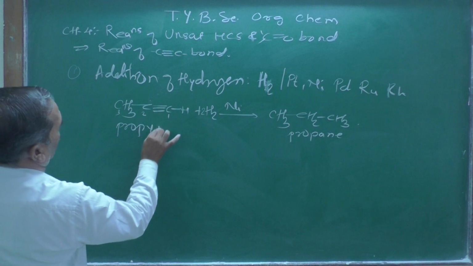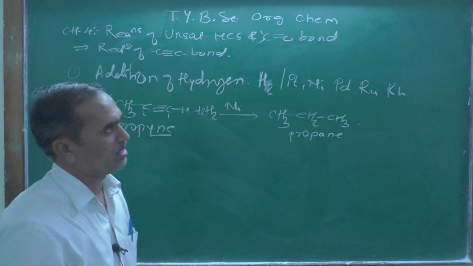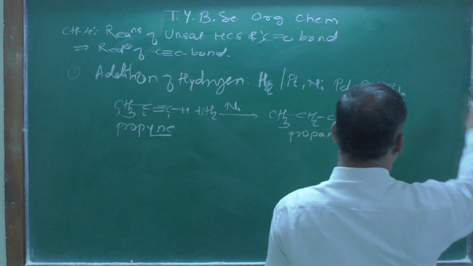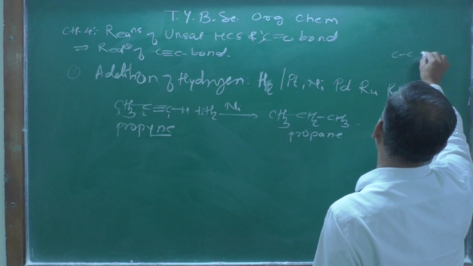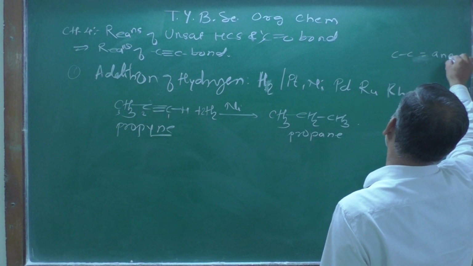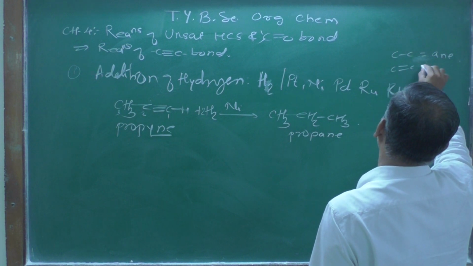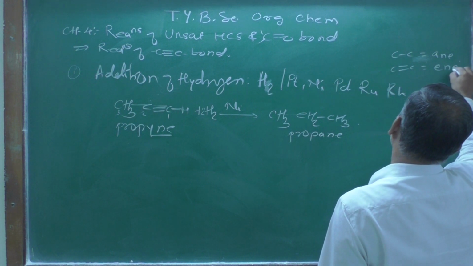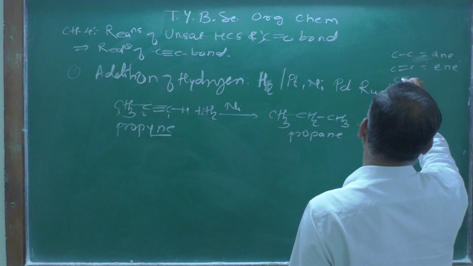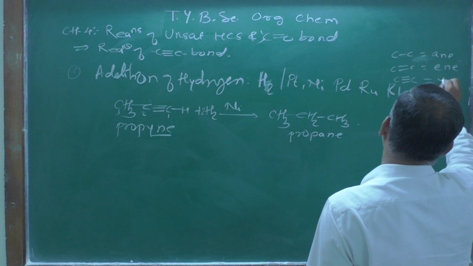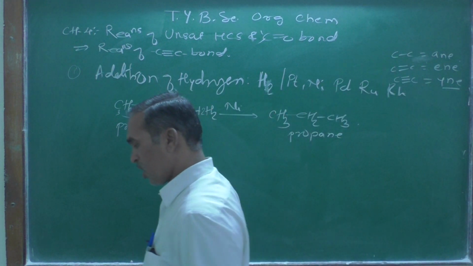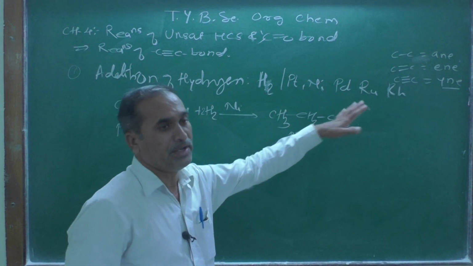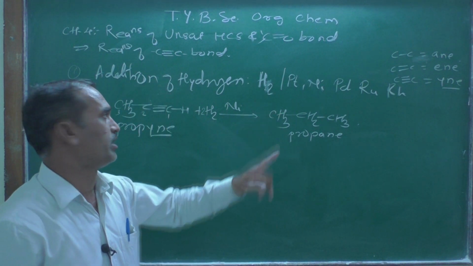propyne. The last suffix is YNE. That indicates, suppose the organic compound contains a carbon-carbon single bond, there will be the last suffix ANE. Carbon-carbon double bond, the last suffix should be ENE. Carbon-carbon triple bond, the last suffix is YNE. These are the suffixes or the ending words you have to put there while writing.